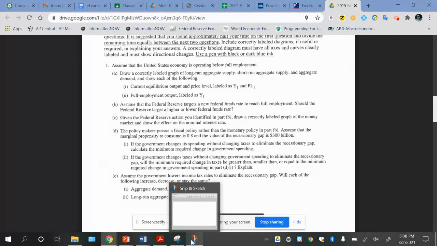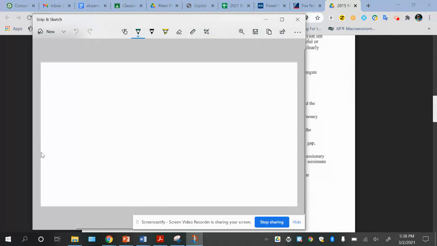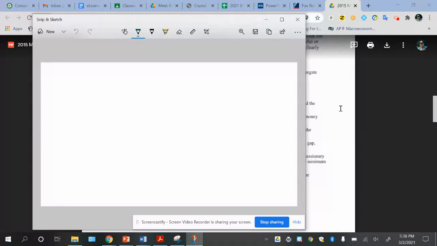Like I said, if you need to work on it, go ahead and pause it. So we're starting off here. We are in a recessionary gap, or below full employment. So that's a recessionary gap. Let's just get that drawn.